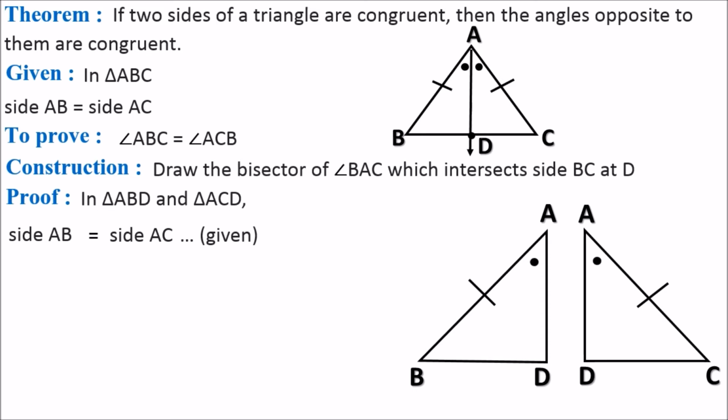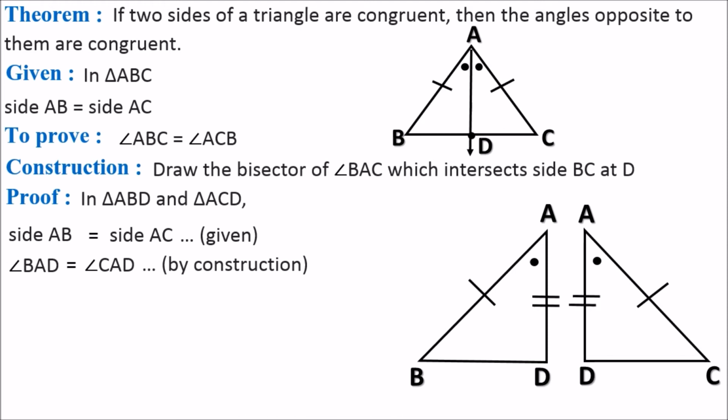Now look at these two triangles. Here angle BAD congruent to angle CAD. Why are these two angles congruent? Because AD is the bisector of angle BAC. Bisector means ray AD divides angle BAC into equal angles, and those two equal angles are BAD and CAD. So what we will write here? Angle BAD equals angle CAD. What is the reason behind it? It's because of construction.